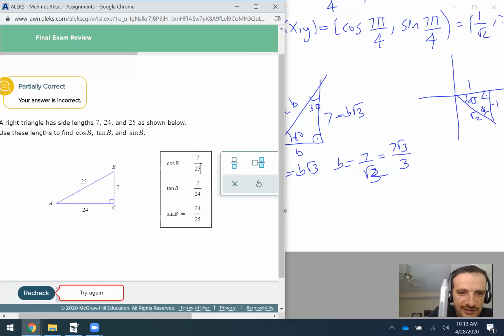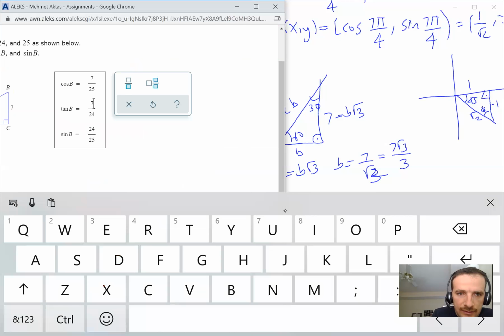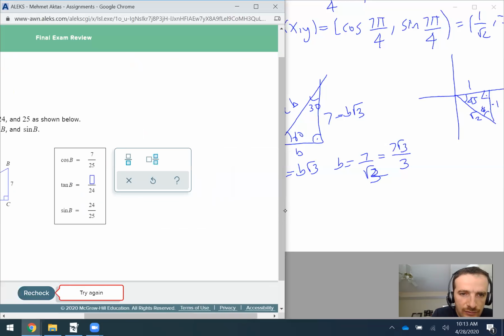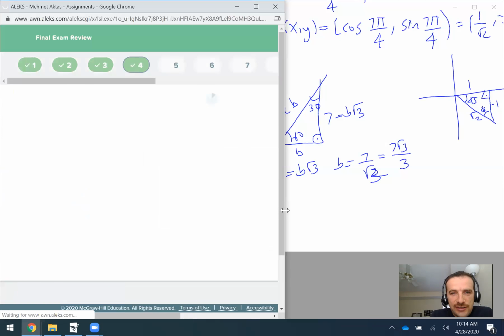So let's check our answer. It's always good to check. For the tangent, it's opposite over adjacent. So 24 over 7. So it is 24 over 7. Let's check again. Okay, yeah, don't make these simple mistakes, all right? Okay, next question.